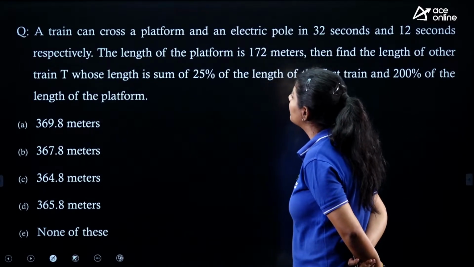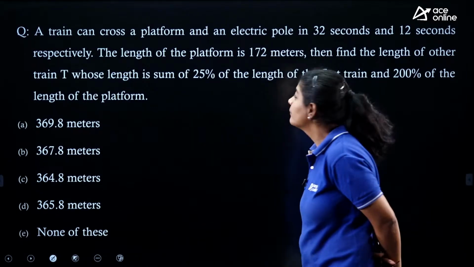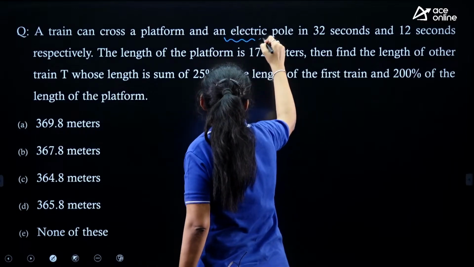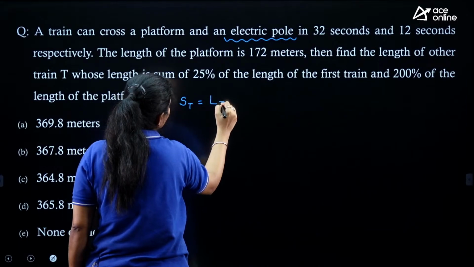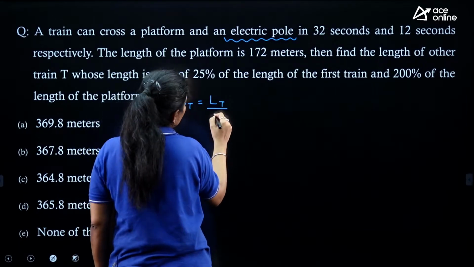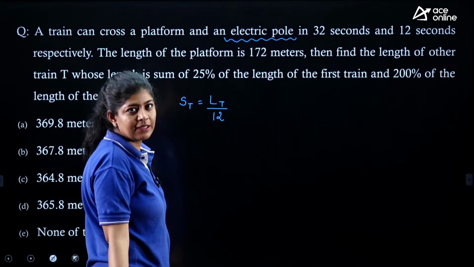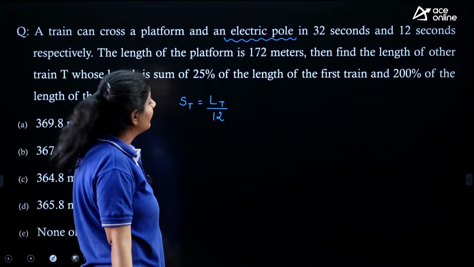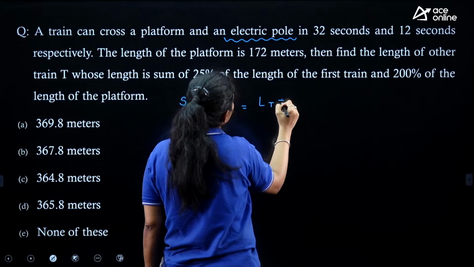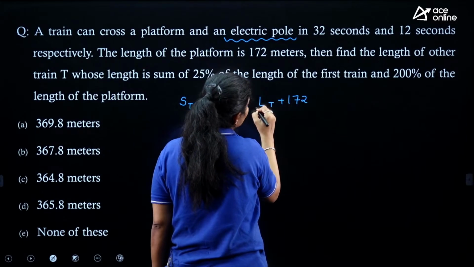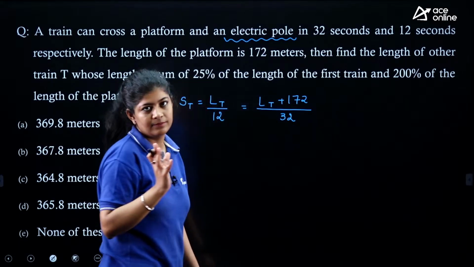A train can cross a platform and an electric pole in 32 seconds and 12 seconds respectively. So with the help of this electric pole, we can say that the speed of the train is nothing but the length of the train divided by 12, right? This we can write with the help of the data that we have with the electric pole. Now, the question is saying that this is also equal to the length of the train plus 172, which is the length of the platform, divided by 32. Both of these things are equal, right?